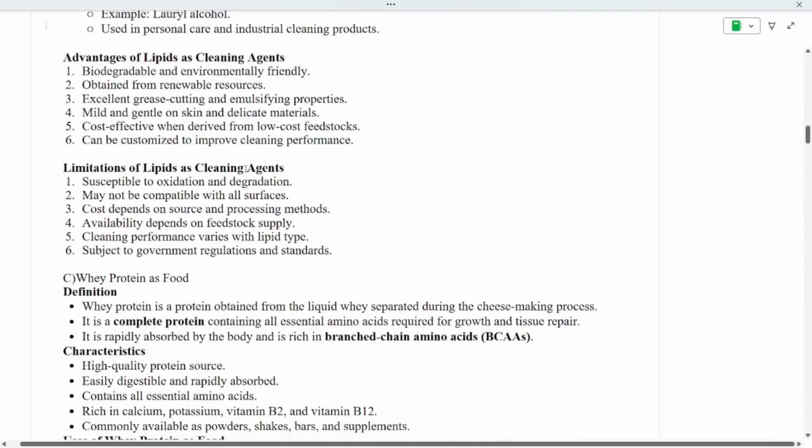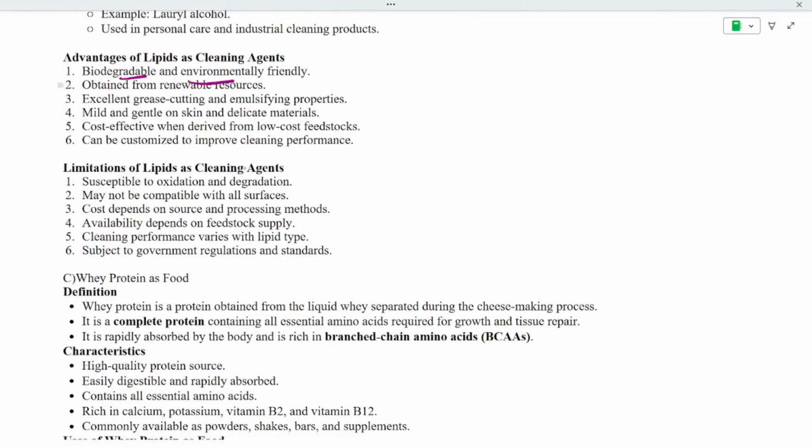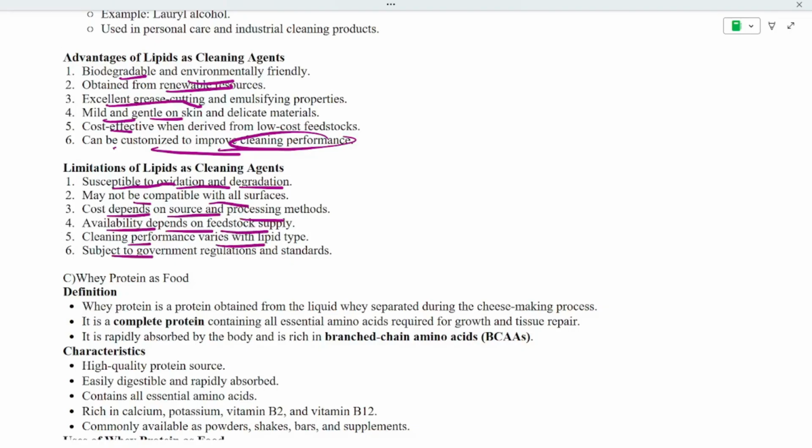You can see this. Advantages: again it is environment friendly, biodegradable, from renewable sources, grease cutting will be done, mild and gentle, cost effective, and can be customized to improve cleaning performance. Limitations: susceptible to oxidation and degradation, may not be compatible with all surfaces, cost depends on source and processing methods, availability depends on feedstock supply, cleaning performance varies with lipid type, and subject to government regulation and standards.